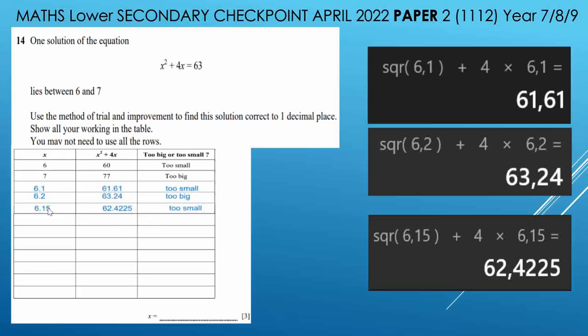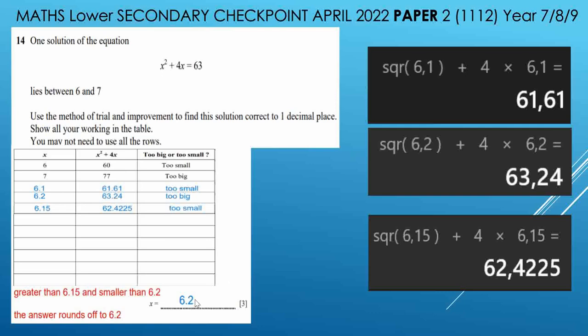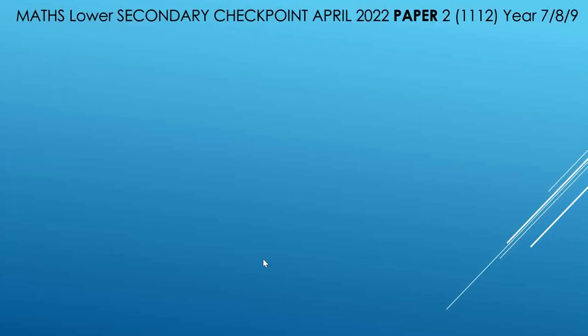So since a number between 6.15 and 6.2 will be rounded off to 6.2, our answer must be 6.2, because the answer will be greater than 6.15 and smaller than 6.2, because 63 lies between these two numbers. We hope it's clear. Next question, number 15.